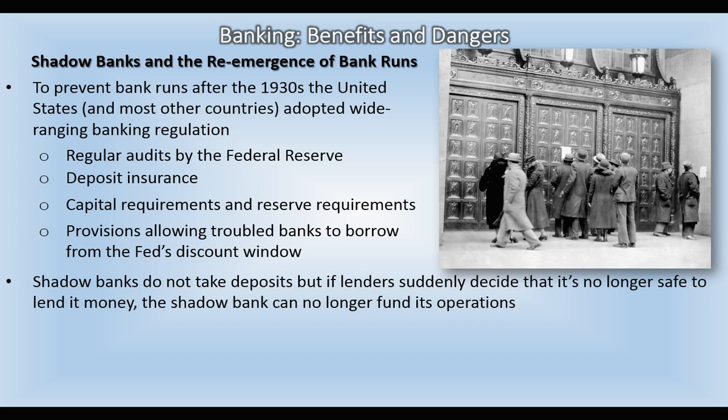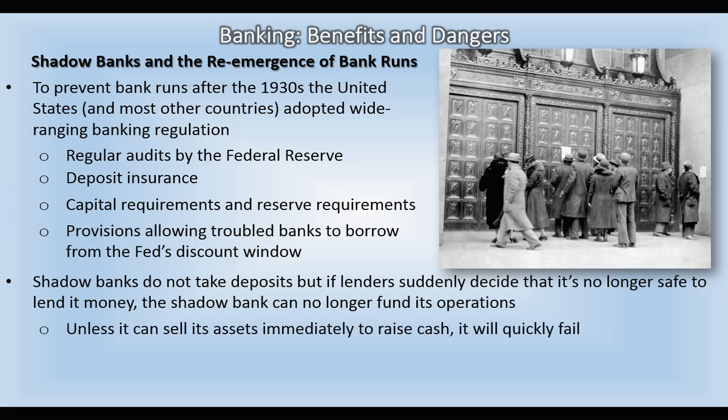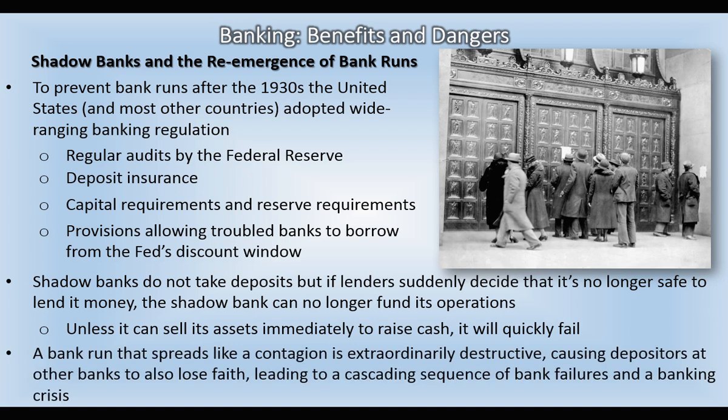So shadow banks do not take deposits, but if lenders suddenly decide that it's no longer safe to lend money, the shadow bank can no longer fund its operation. So they don't take deposits from everyday folks, but obviously people do buy into these institutions. Unless it can sell its assets immediately to raise cash, it will quickly fail. Again, if they wind up in a situation where they can no longer get the loans they need in order to fund their operations. A bank run that spreads like a contagion is extraordinarily destructive, causing depositors at other banks to lose faith, leading to a cascading sequence of bank failures and a banking crisis.